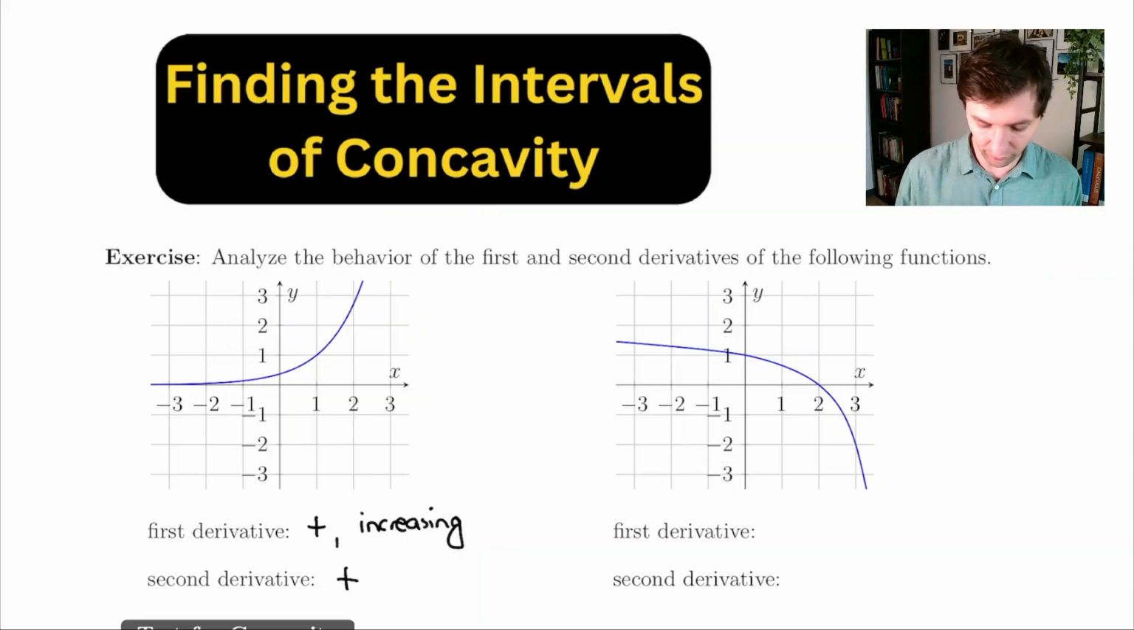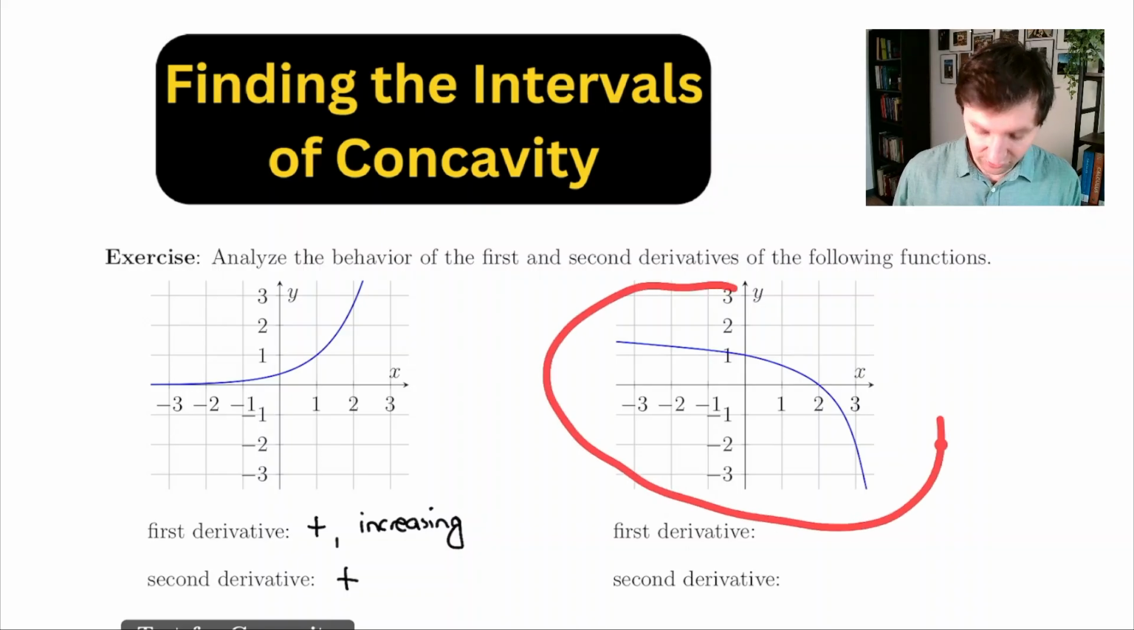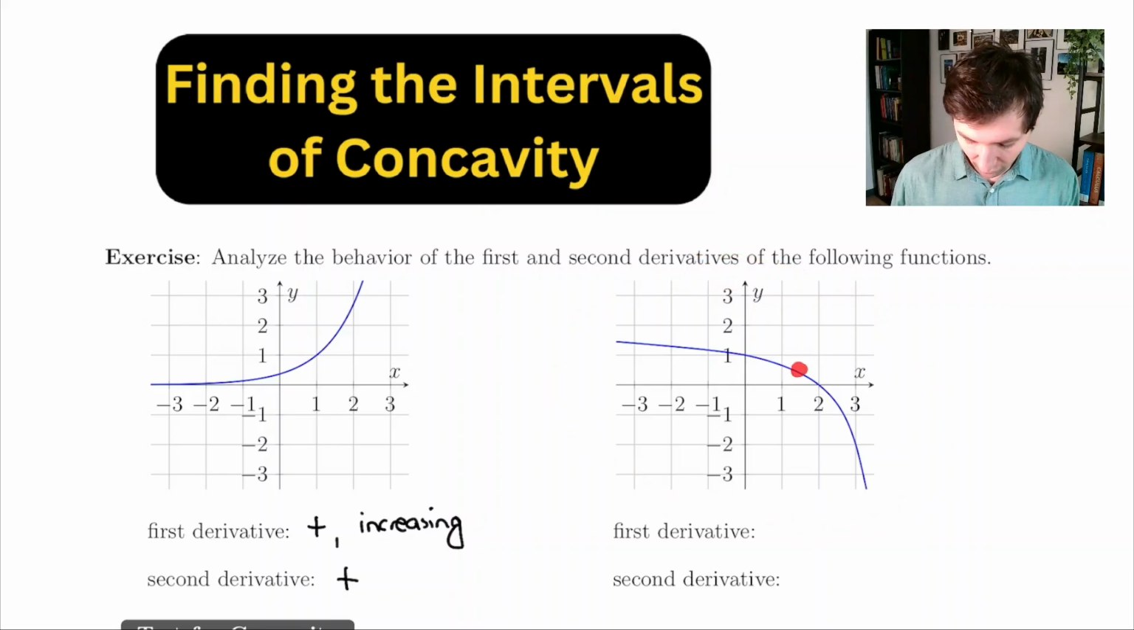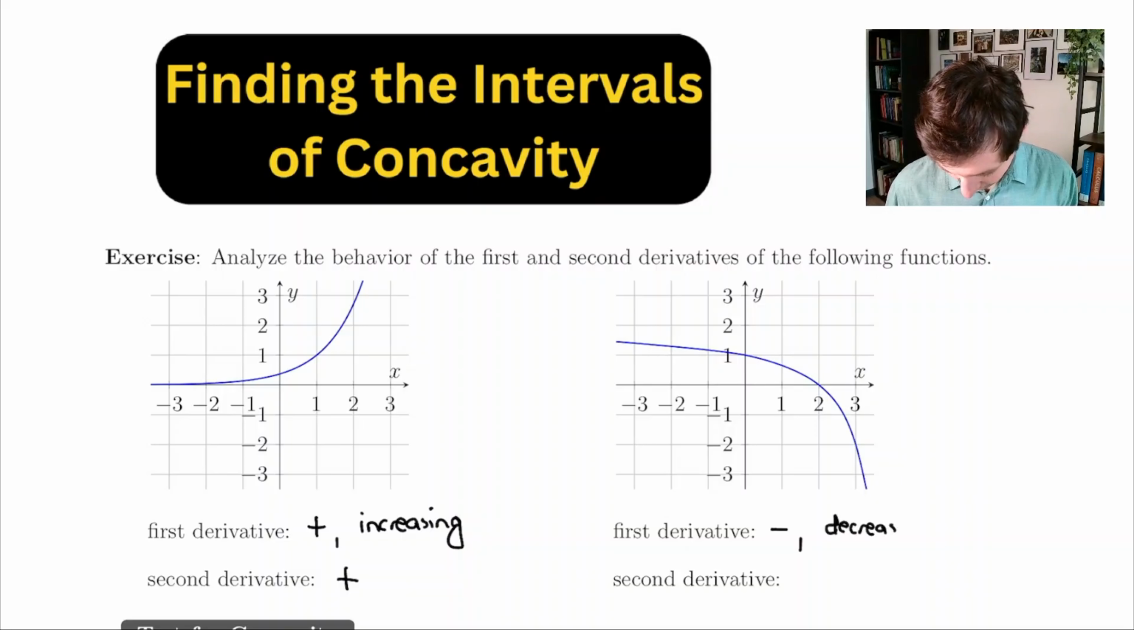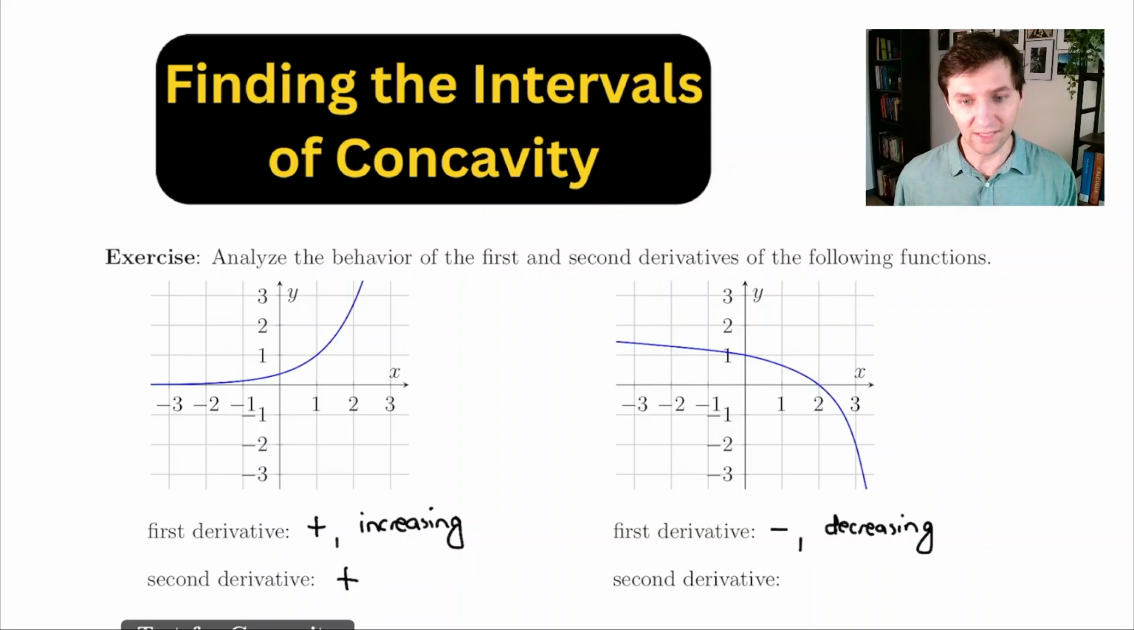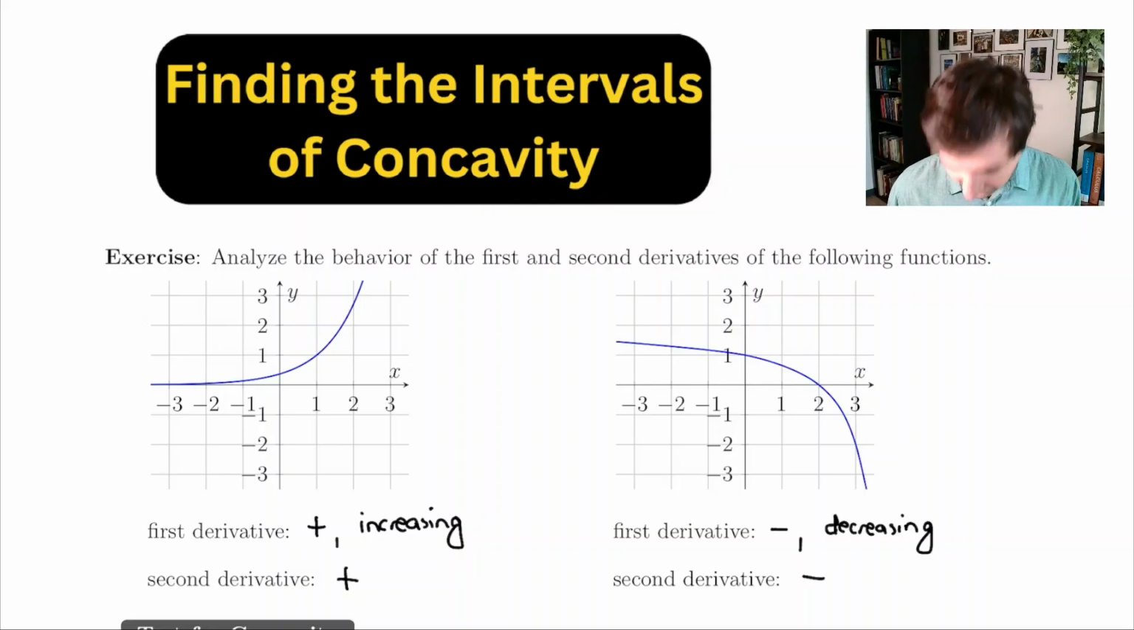The second example is an example of a graph that is concave down. This graph curves down away from any of its tangent lines. This function is decreasing, which means that its first derivative is negative. What's more, the slopes of those tangent lines get smaller and smaller. The first derivative is decreasing. Because the first derivative is decreasing, the second derivative is likely negative there.